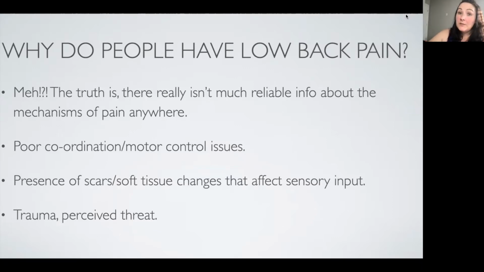Trauma and perceived threat. Both real and perceived threat can also be a source of low back pain.